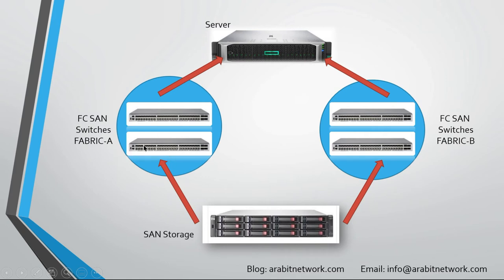If this happens, you will be losing the connectivity on that path. So you need to have another path to have higher availability for your data and to assure the highest accessibility for your server, to make it able to access the storage anytime around the clock without any disruptions, to have your applications always up and running around the clock.